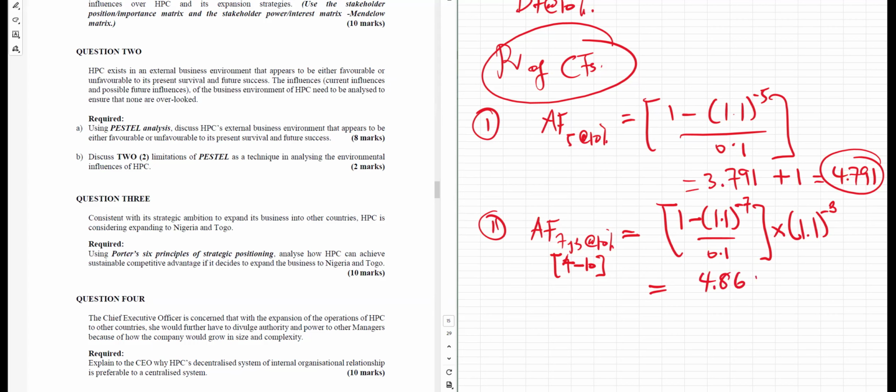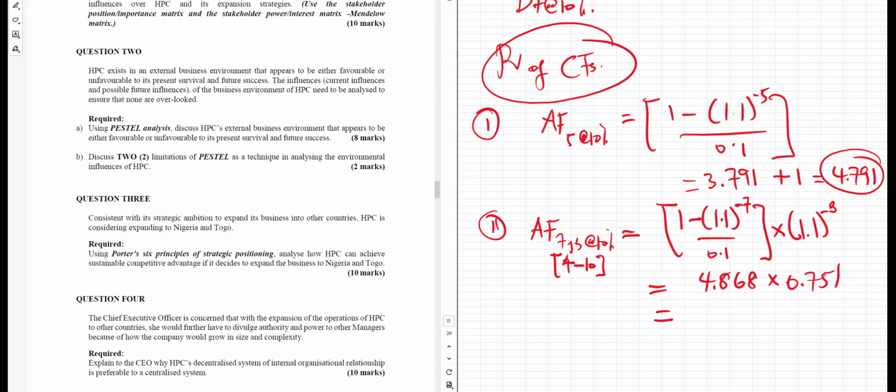4.868. 1.1 minus 3. That gives us 0.751. So the annuity factor simply gives us 4.868 minus 0.751, which is 3.656. That becomes the annuity factor.